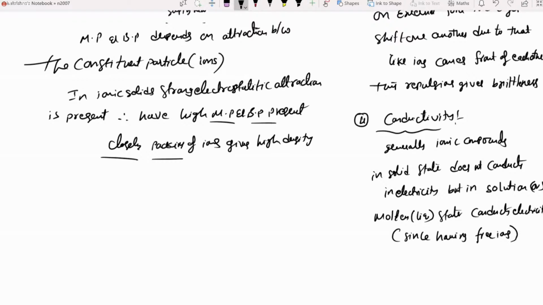Sir, why don't they conduct in solid state? In solid state, no free ions. Sir, already in salt, positive and negative ions are there. No, in solid state, they are fixed.